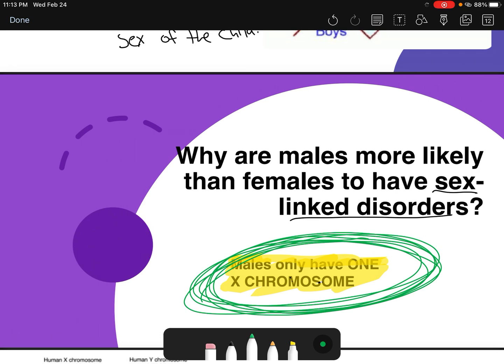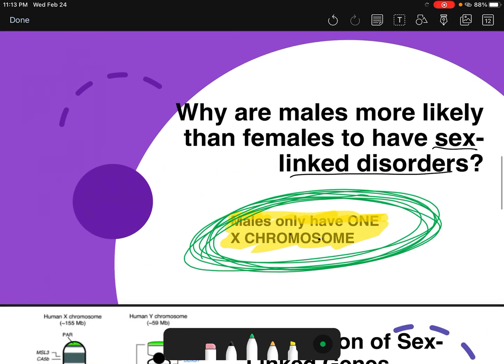That is one of the most important things we talk about today: males only have one X chromosome, and that is why males are more likely than females to have sex-linked disorders. A couple of examples of sex-linked disorders are types of hemophilia, a disorder in which your blood doesn't clot correctly, and red-green color blindness.